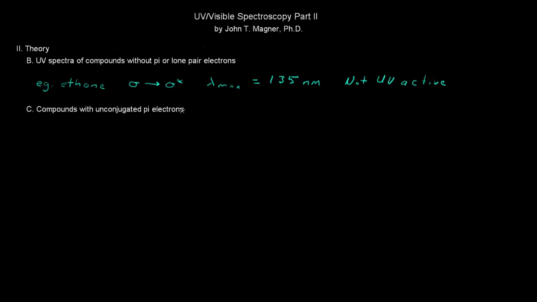So let's take a look now at compounds that have unconjugated pi electrons, and of course a very simple example of that would be ethene or ethylene, which has one pair of pi electrons. And we'll recreate our energy level diagram for these transitions.